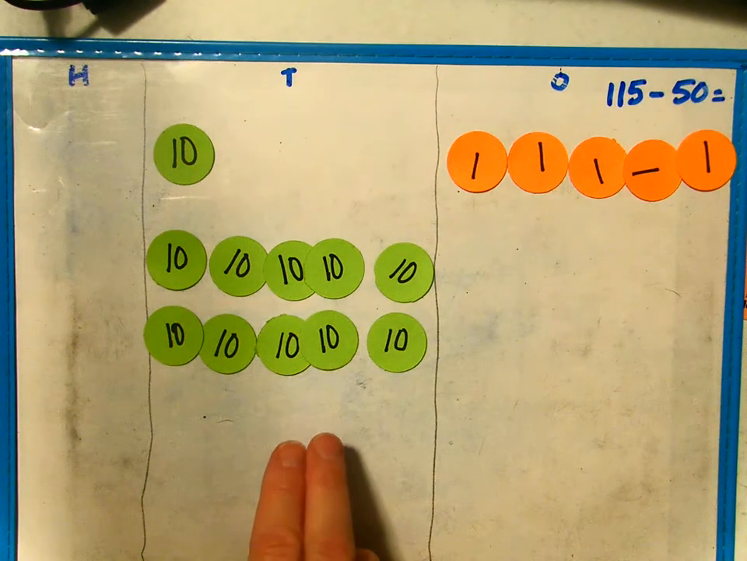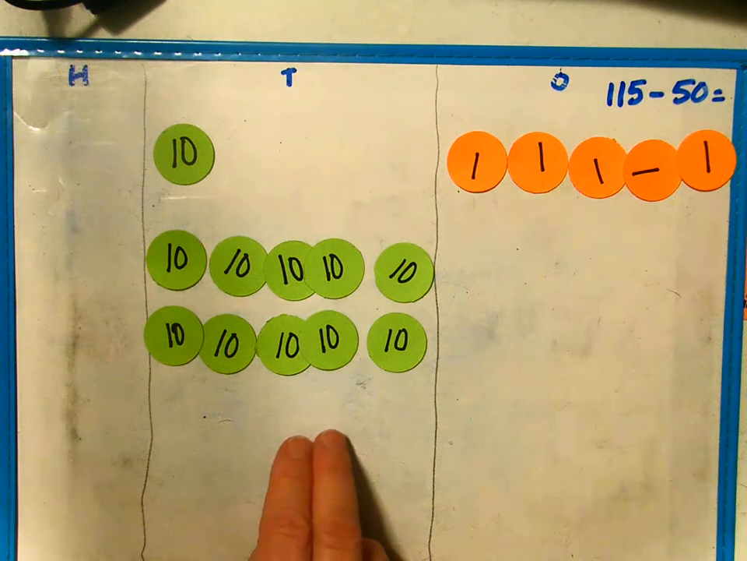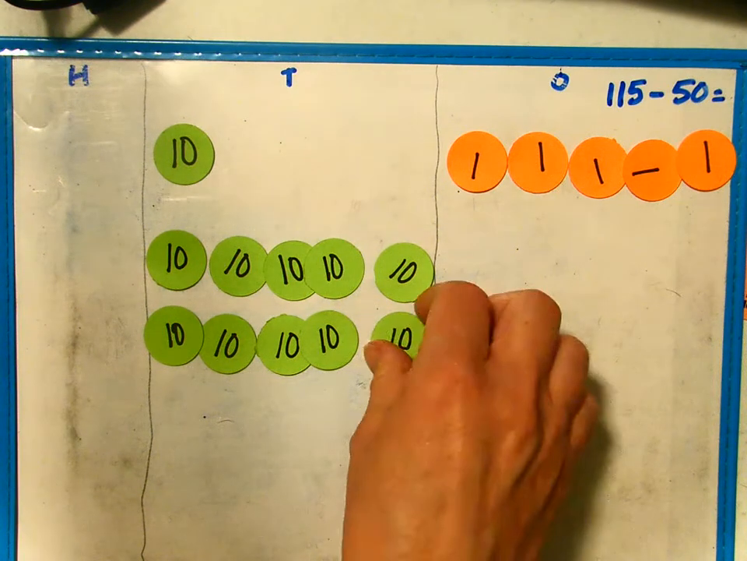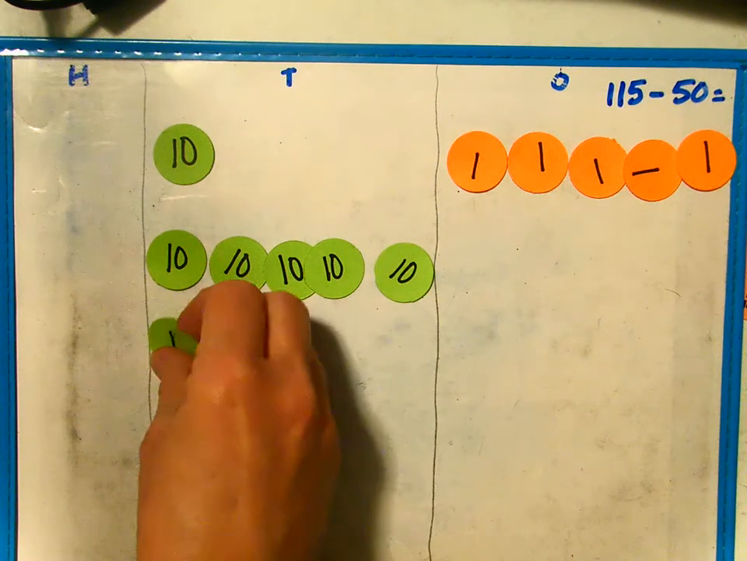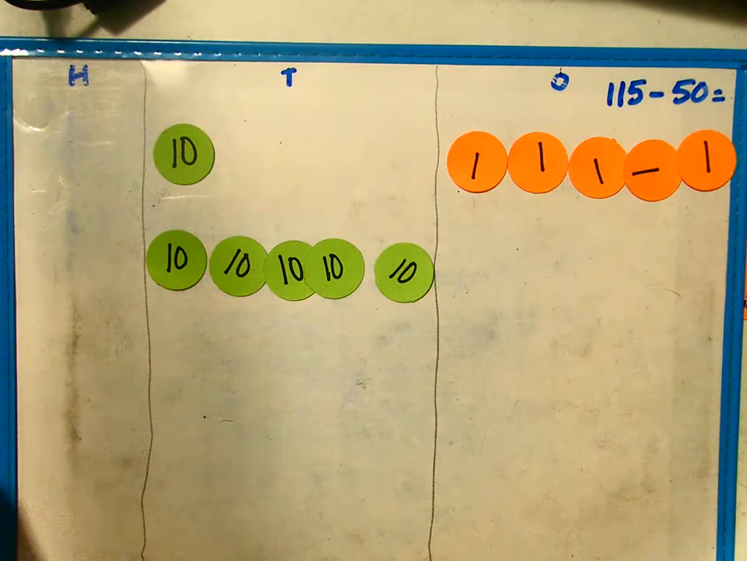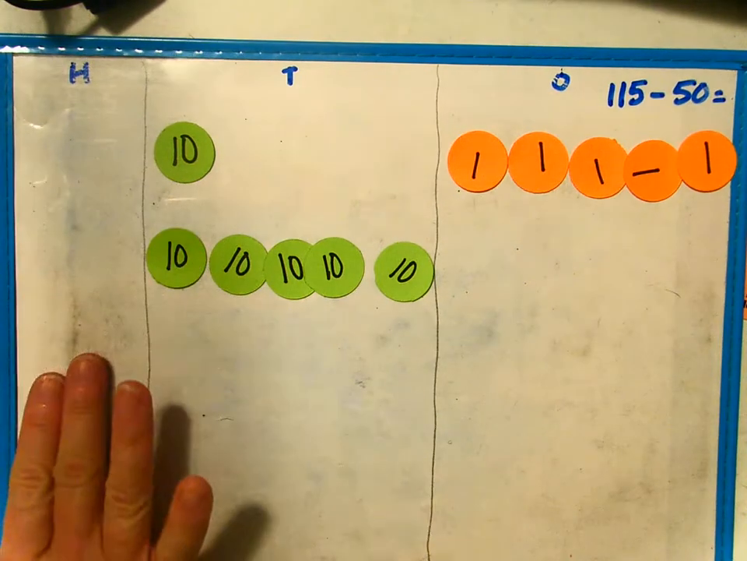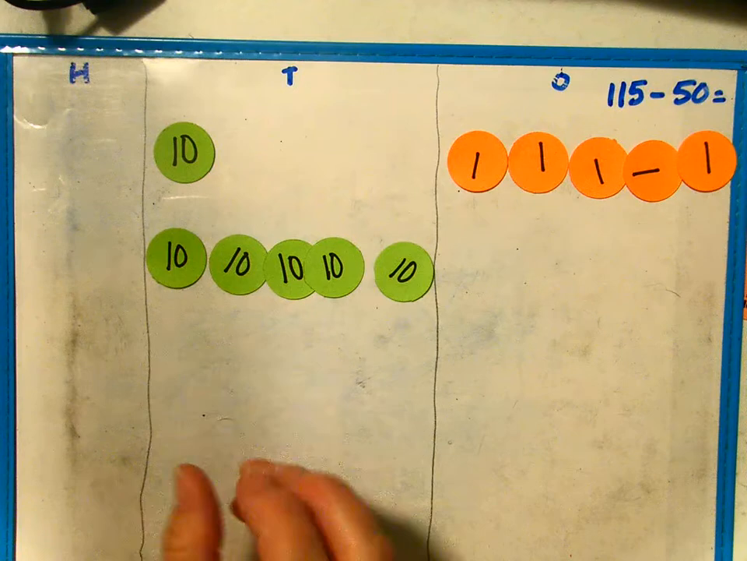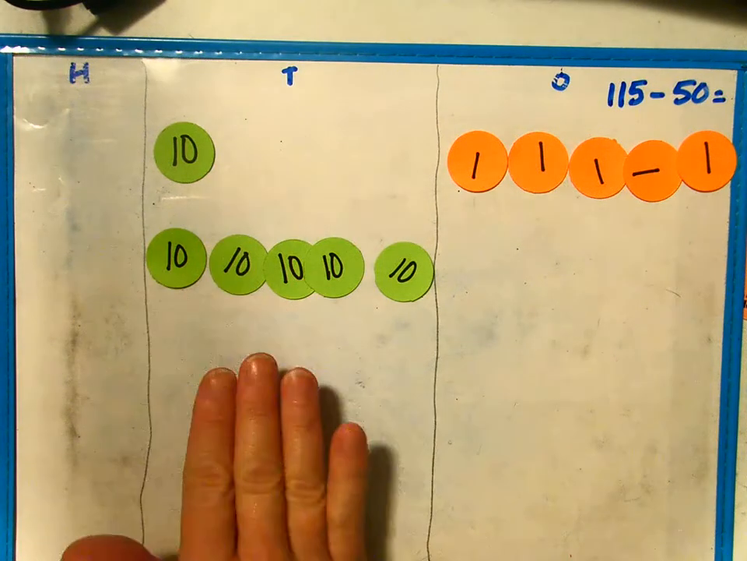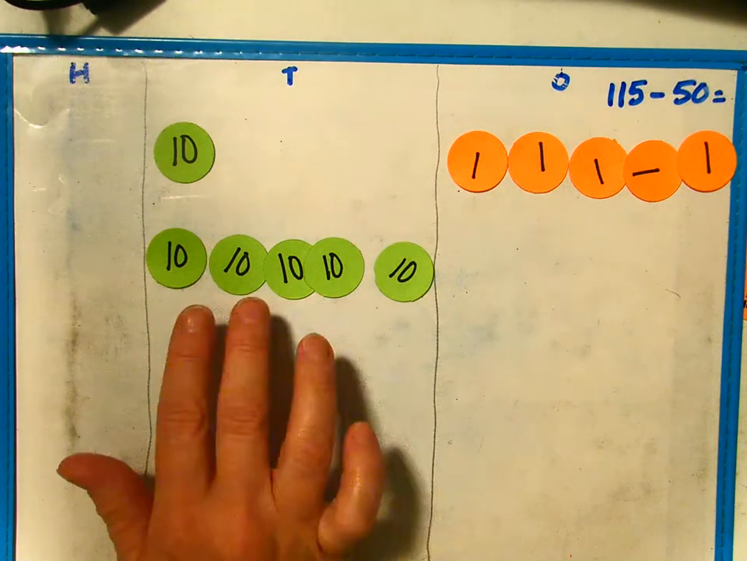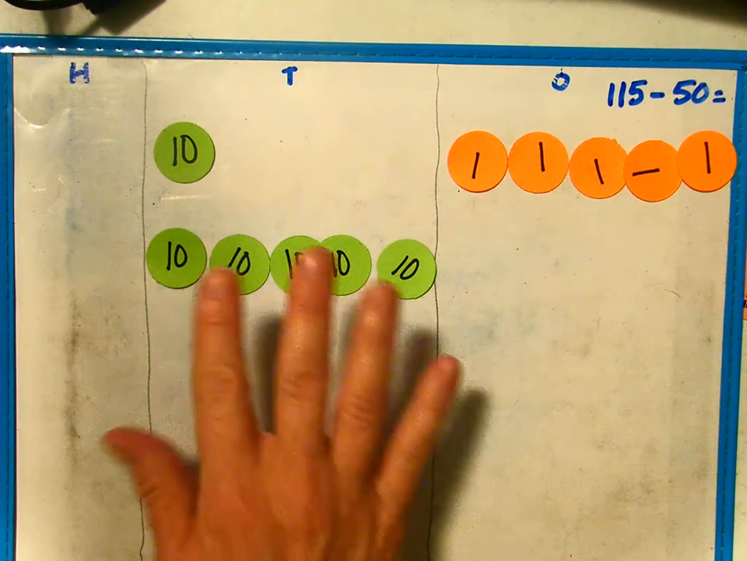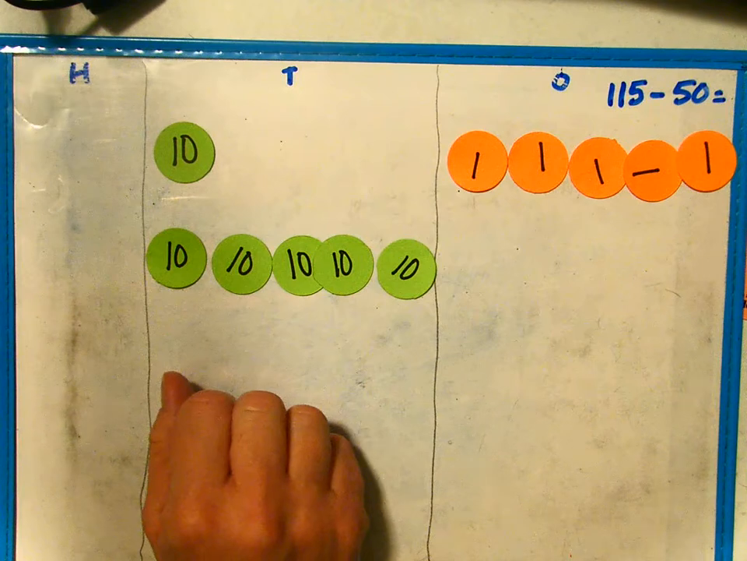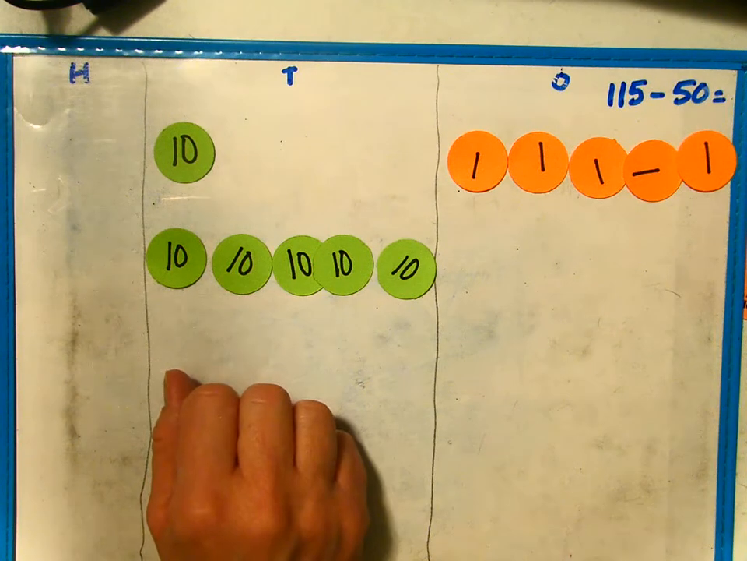Now I can take away 5 tens. I can take 50 away: 10, 20, 30, 40, 50. And what do I have left? Are there any hundreds? No, because I decomposed that. How many tens are left? Still easy to tell because we have it in the groups of 5. I have 5 and 1, so we have 6 tens, or 60.